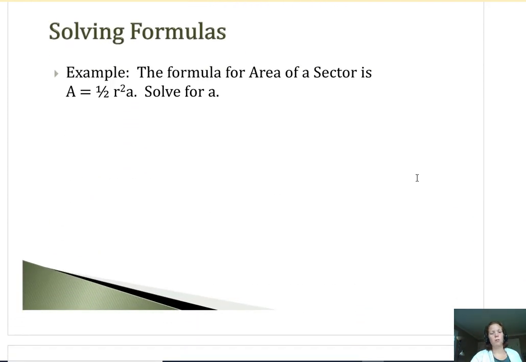Okay, now the next one, here, area of a sector. This is something we'll do later on. We'll figure out like some sort of pie shape, sheet of metal or something like that. We need to figure out the area. So this is the formula, or one version of the formula for that. Capital A equals 1/2 r squared little a.